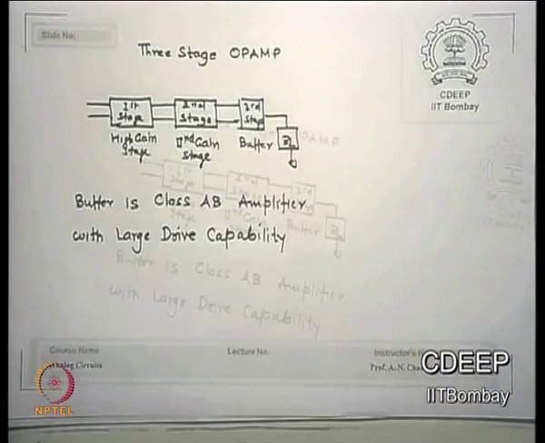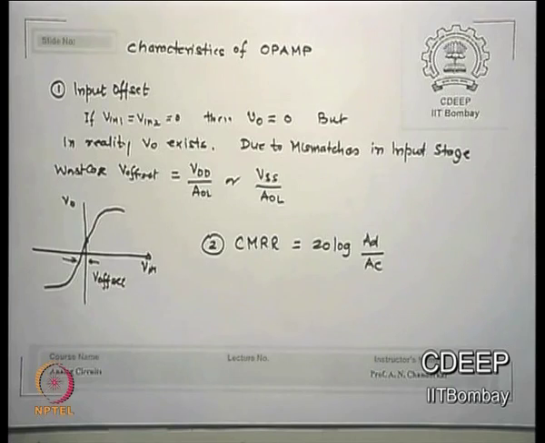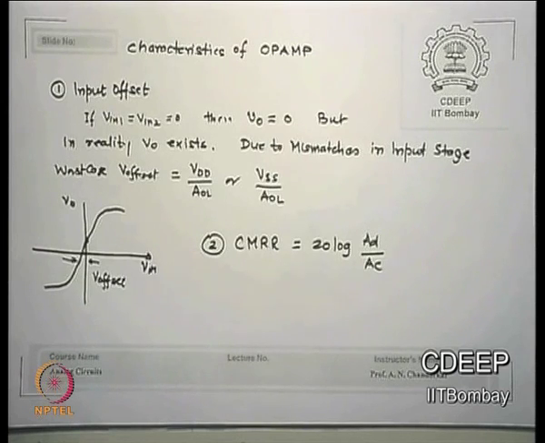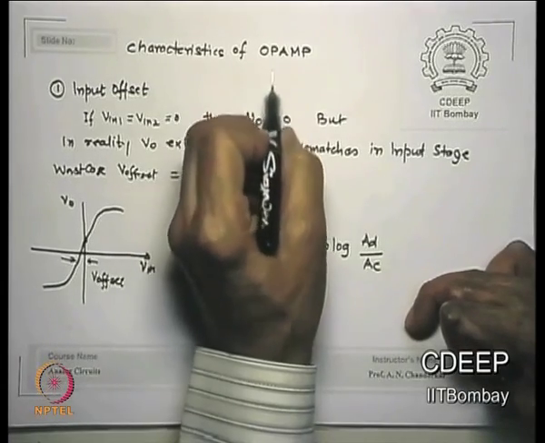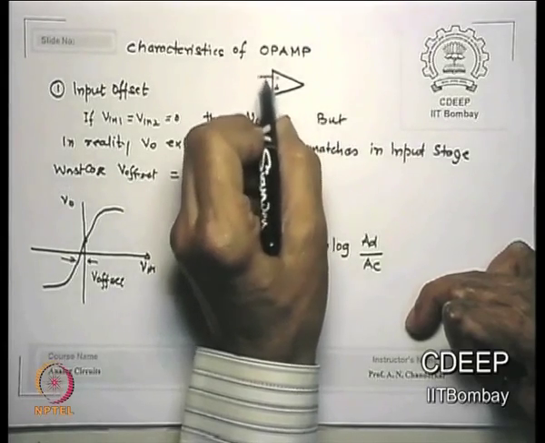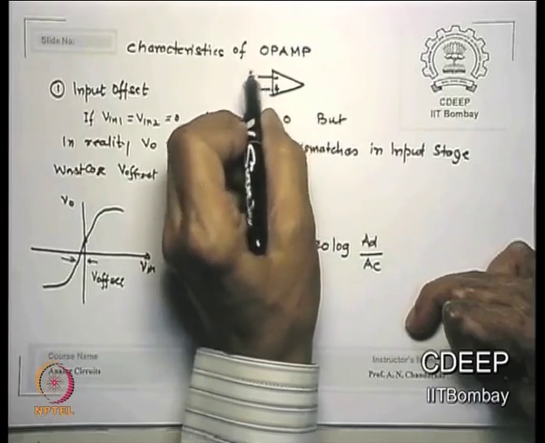Some of the characteristics which you all have done in the lab, hopefully, I will just list them. A few things of interest in knowing the characteristics of an OPAMP: the first and foremost worry is the input offset voltage, okay. Now, what is the term we are talking about? If you have an OPAMP symbolized something like this, plus minus, VIN 1, VIN 2 are given names.